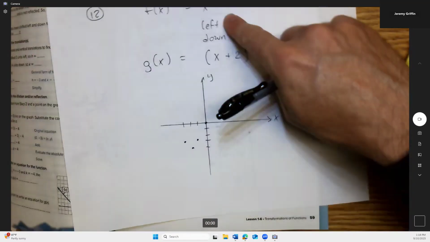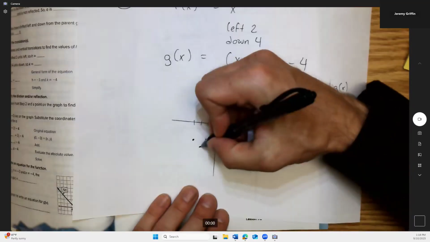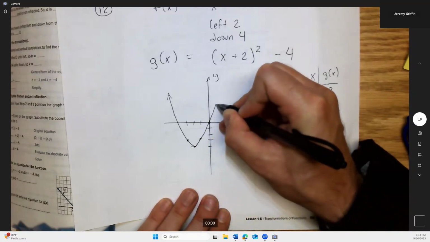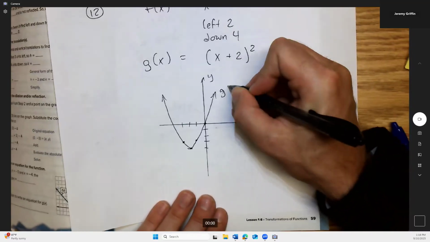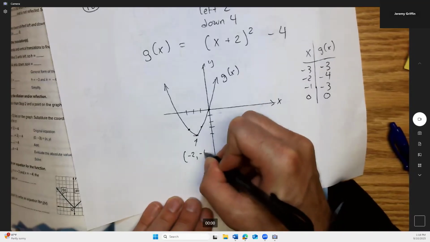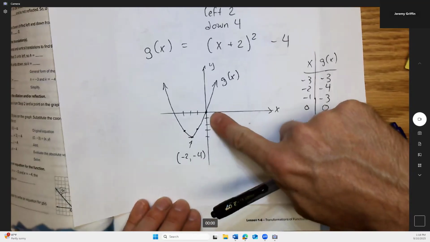Okay. And I know this is the basic parabola. I could plot as many points as I want, but I know this is going to create a parabola shape. I've got enough points where I know what shape it's going to look like. So this looks like a parabola with a vertex at negative 2 comma negative 4, and it happens to go right through the origin.